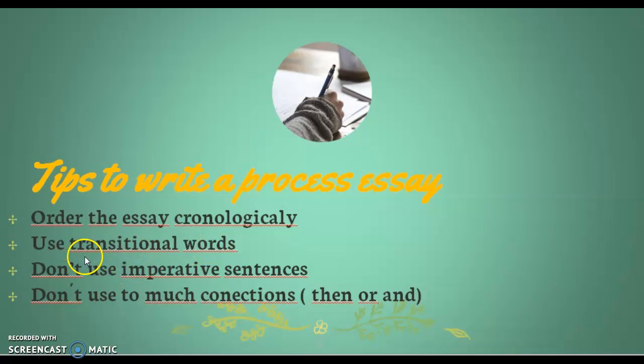The other tip is that in a process essay, you use transitional words, like for example, and, or. Don't use imperative sentences. Don't use too many connectors like then or and, because the text will be very boring for the audience. So if you follow these tips, you are going to write a good process essay.